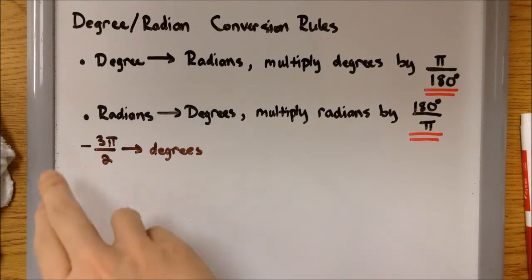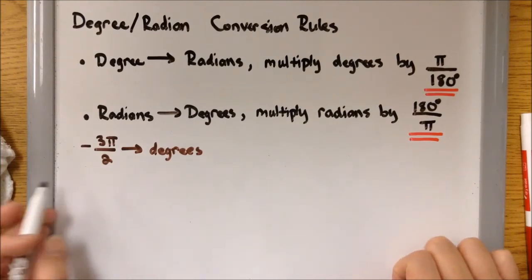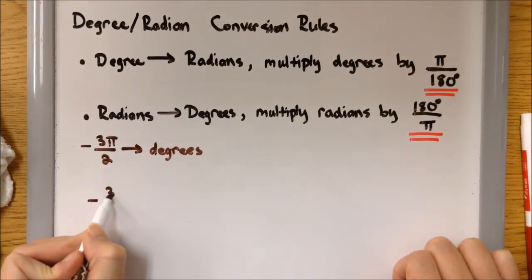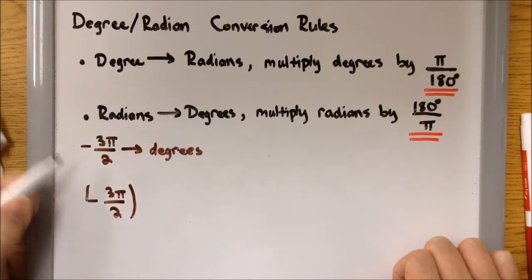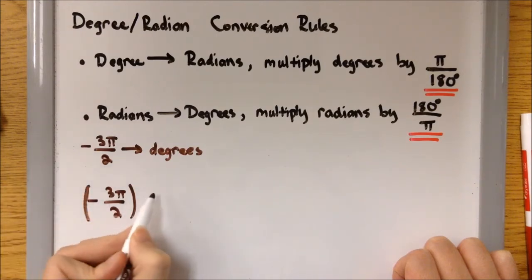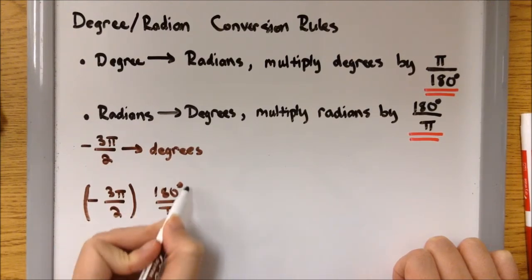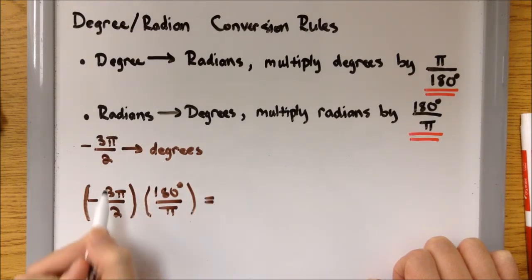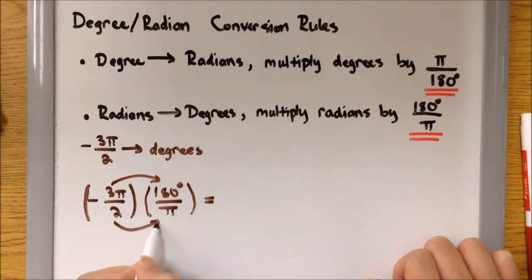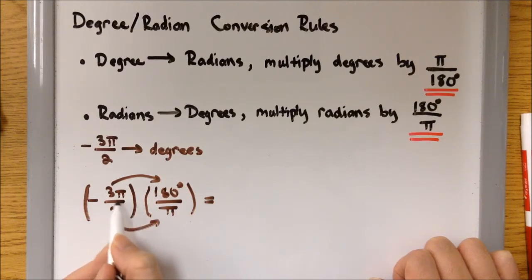Alright, our last example, we have negative 3 pi over 2, and we need to convert to degrees. So same process as the last example. So negative 3 pi over 2 times 180 degrees over pi. So again, numerator times numerator and denominator times denominator. Now I'm going to carry the negative with the numerator, so it's going to be now 3 times 180 degrees.